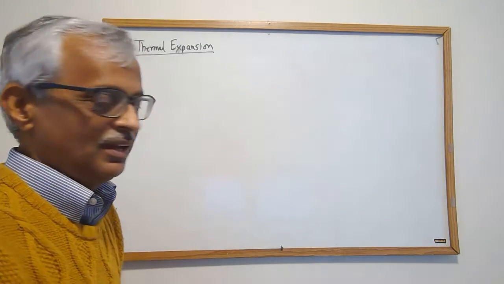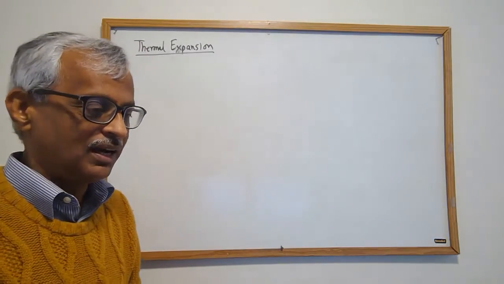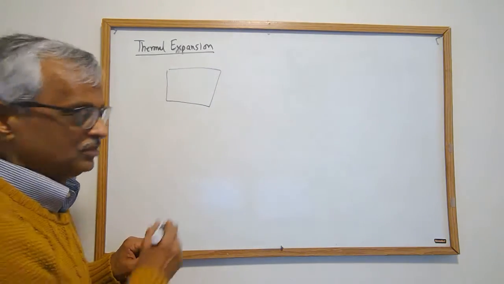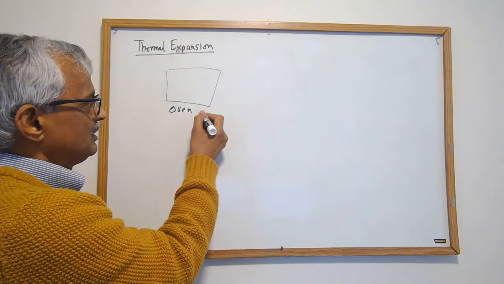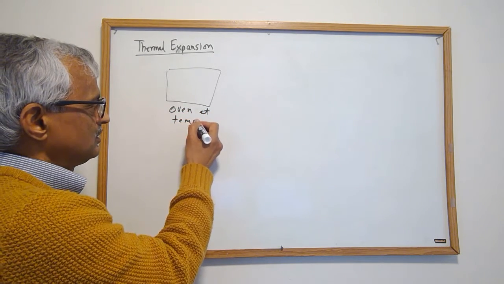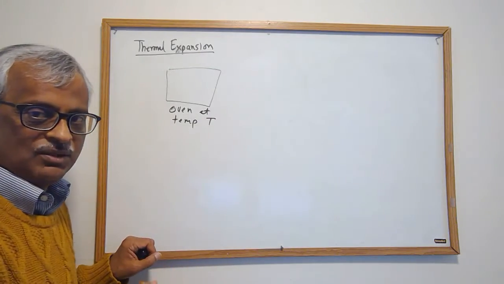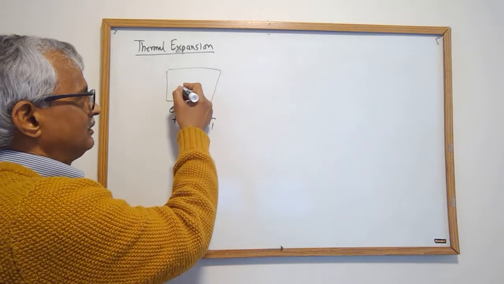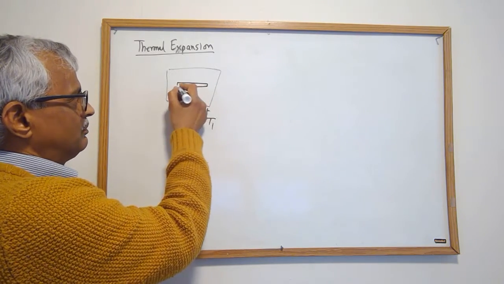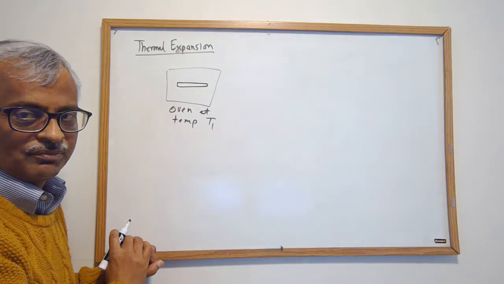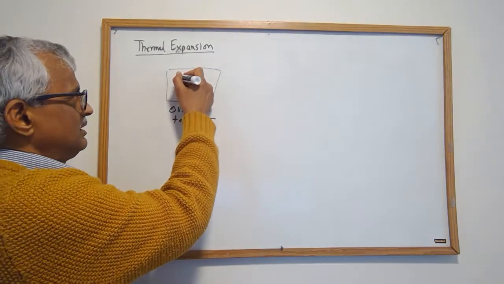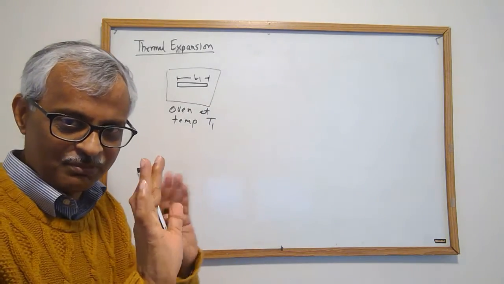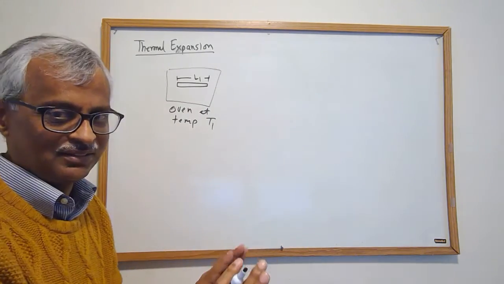All right. A simple thing will be I have an oven. So this is some oven, say at temperature T1, some temperature T1, and I put a bar and it's got some length L1, and of course some cross section. I'm not worried about cross section right now. I just want to look at the length.